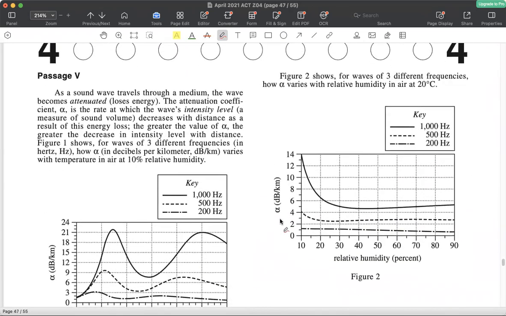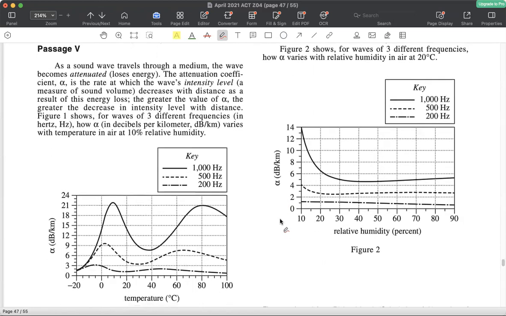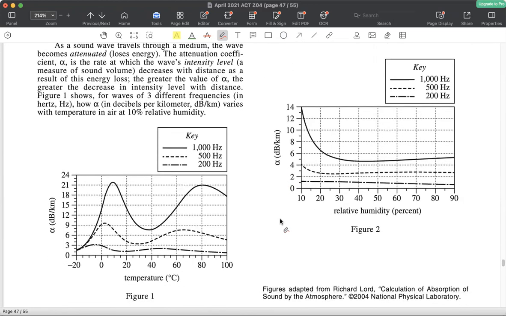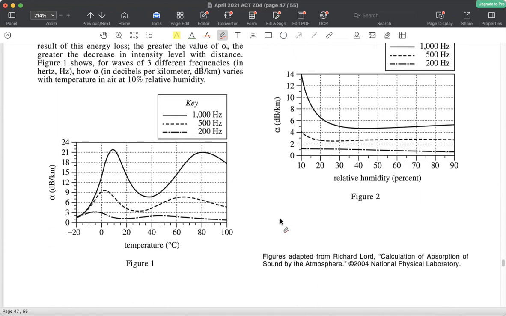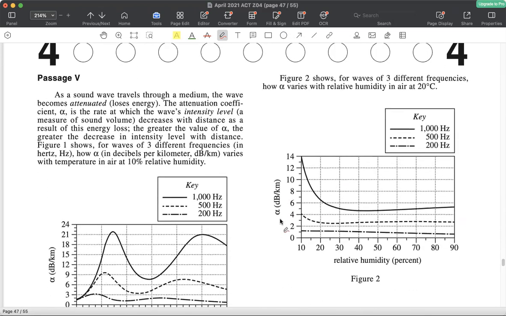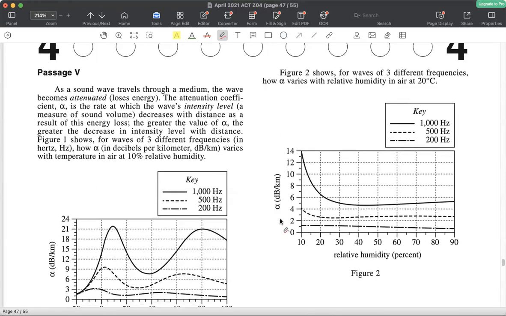Passage 5. As a sound wave travels through a medium, the wave becomes attenuated. That is, it loses energy. The attenuation coefficient alpha is the rate at which the wave's intensity level, a measure of sound volume, decreases with distance as a result of this energy loss. The greater the value of alpha, the greater the decrease in intensity level with distance. Figure 1 shows for waves of 3 different frequencies in hertz how alpha in decibels per kilometer varies with temperature in air at 10% relative humidity. Figure 2 shows for waves of 3 different frequencies how alpha varies with relative humidity in air at 20 degrees centigrade.